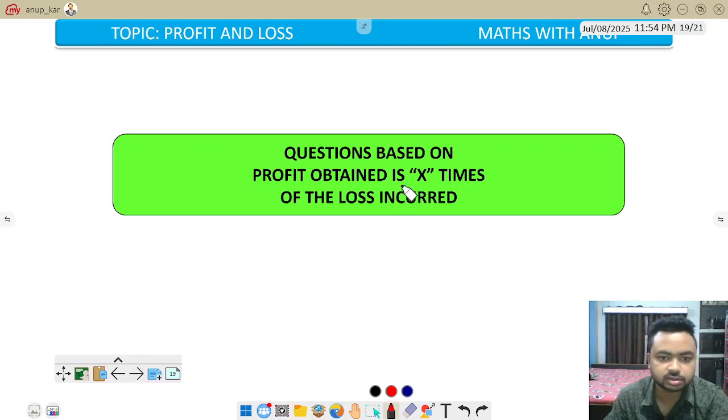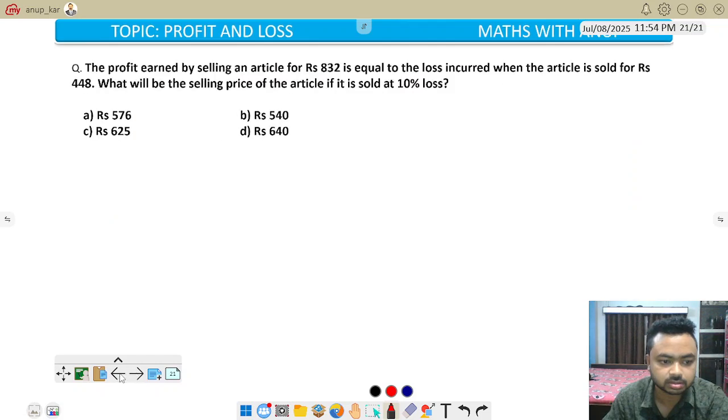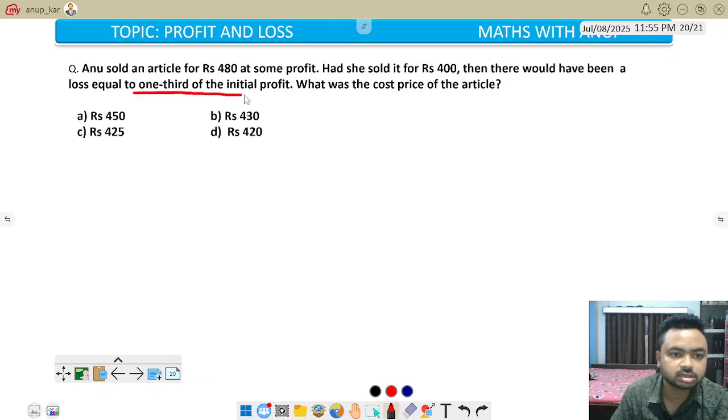Next part is questions based on profit obtained being x times of the loss incurred. Let's better understand this with the help of an example. The question says that Anu sold an article for rupees 480 at some profit. Had she sold it for 400, there would have been a loss equal to 1/3 of the initial profit.